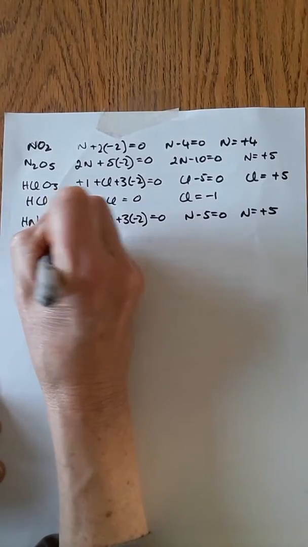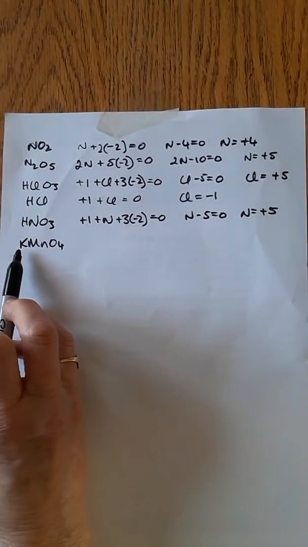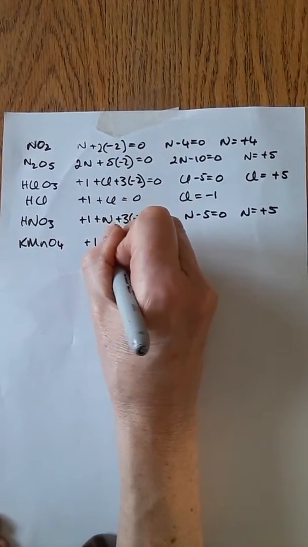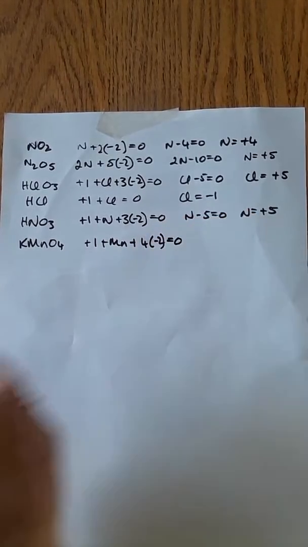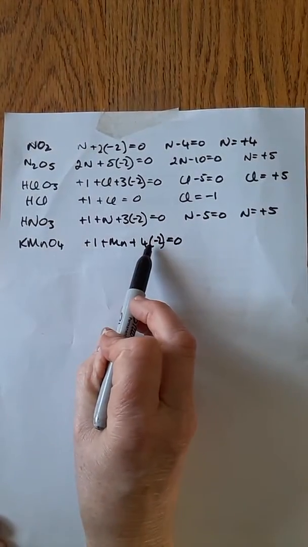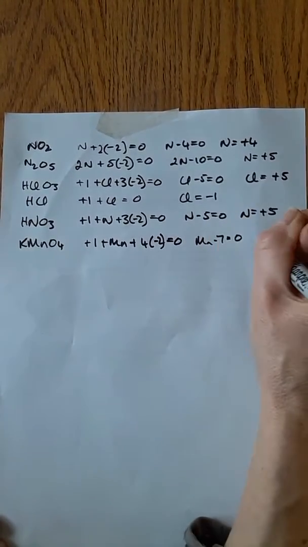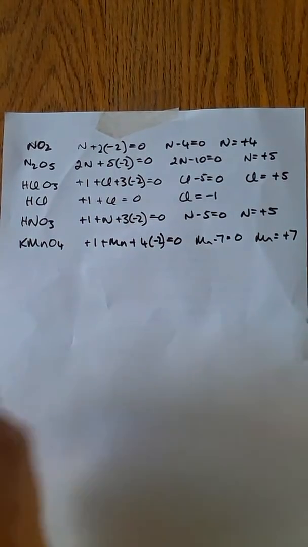Potassium permanganate, KMnO4. Let's assign oxidation numbers to everything here. Potassium is in group 1, so that's +1. Manganese I'm not too sure of. I've got 4 oxygens which are 4 -2s, overall charge of 0. So +1 minus 8 is equal to -7. So Mn - 7 is equal to an overall charge of 0. Mn must be contributing +7.